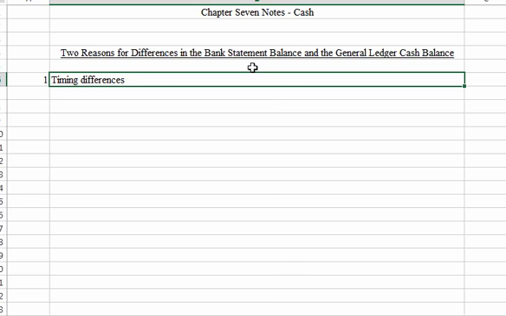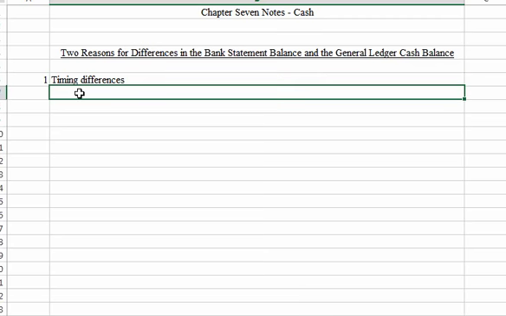Timing differences, though, you guys, they're not a big deal for us. We're not really stressing timing differences because, as the title implies, in time, the differences will work themselves out. Eventually, all the checks will process through the bank. Eventually, all the deposits will process through the bank. And there are some other timing differences we'll talk about in the problem.